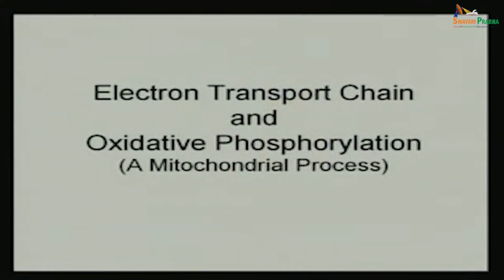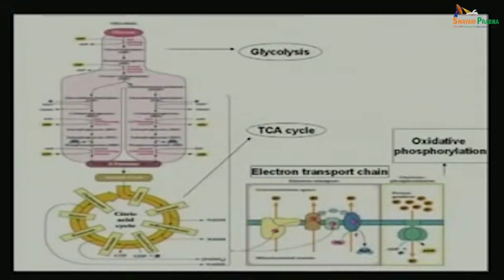Students, today the topic of our discussion is electron transport chain and oxidative phosphorylation, the ultimate steps of cellular respiration. Now, in our earlier classes, we have already learnt that in the glycolytic process glucose is converted to pyruvate. One molecule of glucose produces 2 molecules of pyruvic acid.